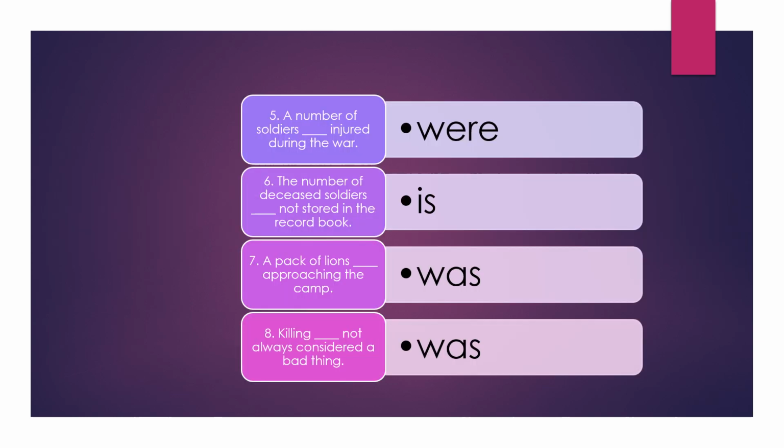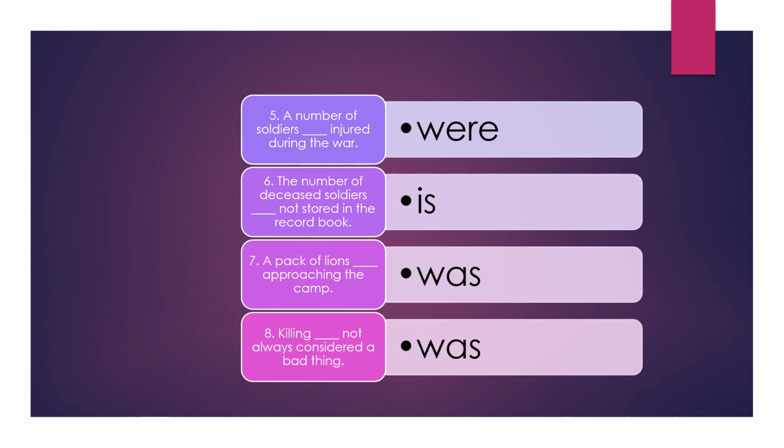A number of soldiers dash injured during the war. Now, the moment you have the word number in any sentence, please notice the usage of the article with it. If it is a, it would mean that the noun that follows will be considered. A number of soldiers. Soldiers happens to be a plural noun, plural subject. Therefore, the verb that follows will be plural also. A number of soldiers were injured during the war.